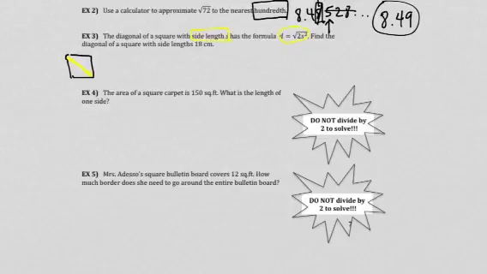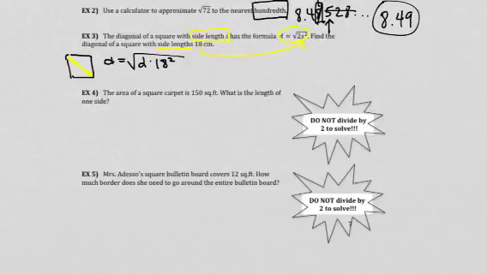So what we're going to do is put the side length, that value, in for the S. So we're going to plug 18 in for S. And then we're going to follow the order of operations. So we're going to have d equals the square root of 2 times 18 squared.